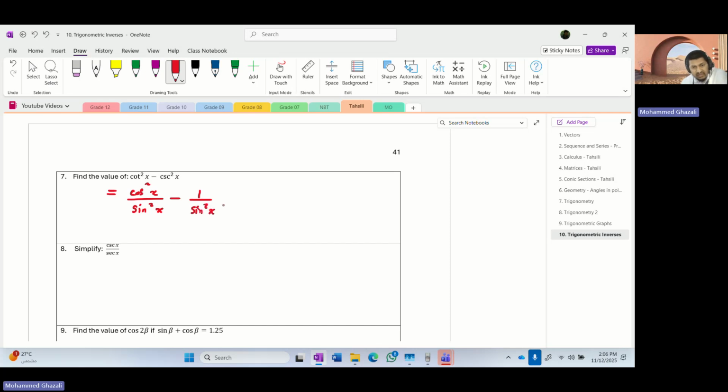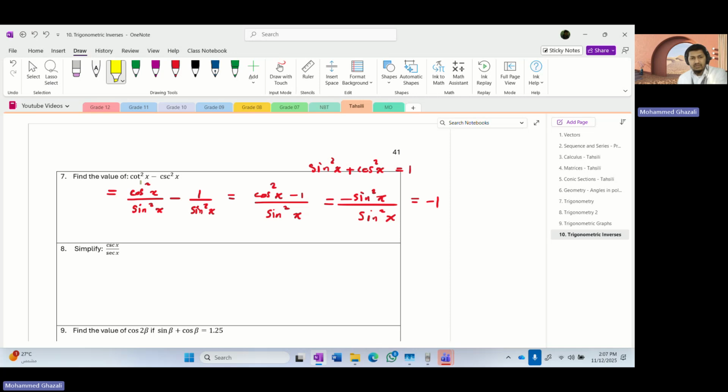sine squared x, right? Same LCD. So you got cos squared x minus 1 over sine squared x. Remember sine squared x plus cos squared x is equal to 1. So what is cos squared minus 1? If I bring the 1 over, that will become negative sine squared. Negative sine squared x over sine squared x is equal to negative 1. But if you already know the identity, it's supposed to be cosec squared minus cot squared is equal to 1.